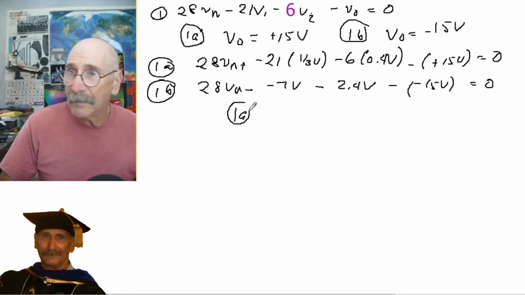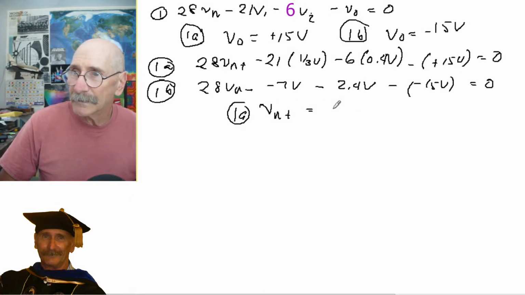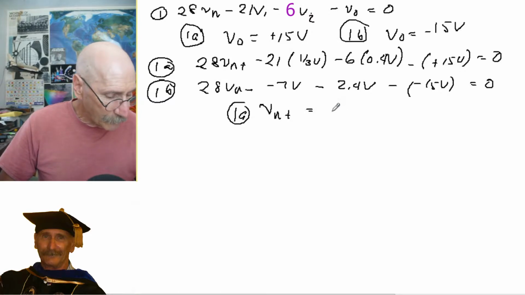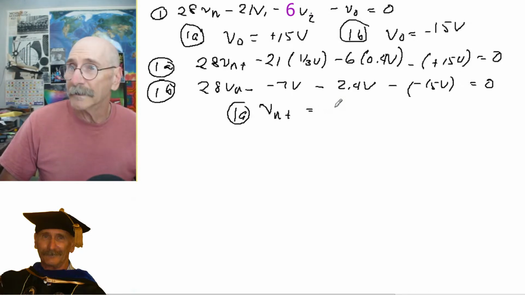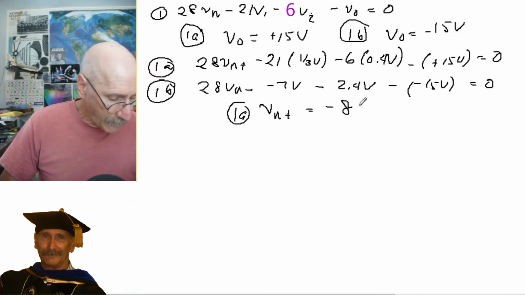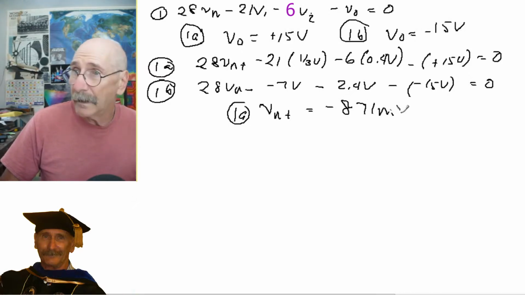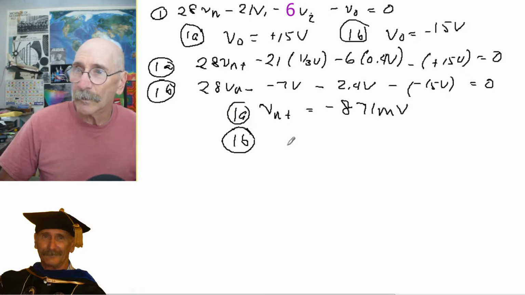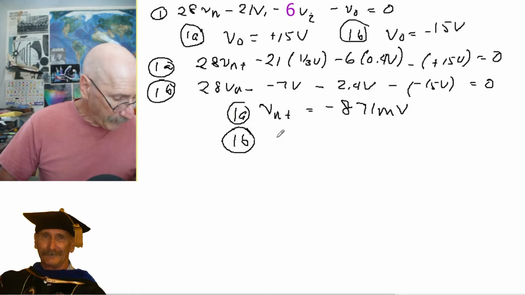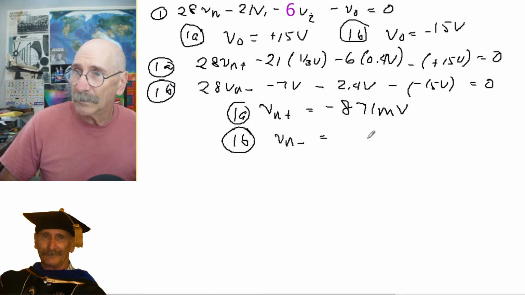When we solve 1A, you can work this out, just solve for V sub n plus, and that is equal to minus 871 millivolts. And then for 1B, when we solve that one out, it's just a bit of algebra, we get V sub n minus equal to 200 millivolts.